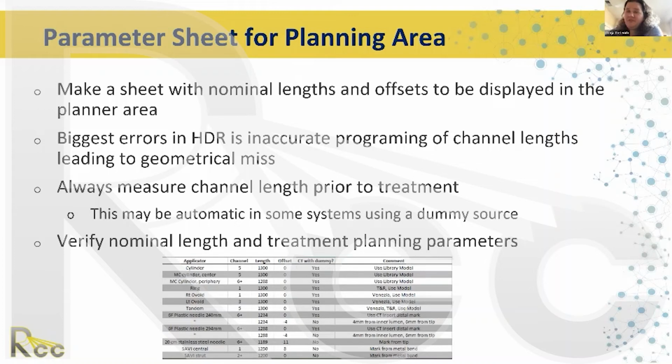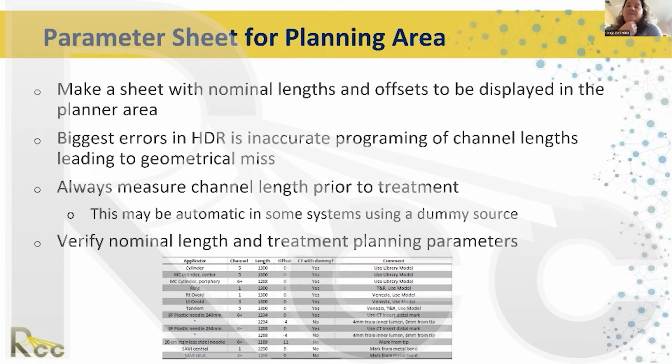We have it double and triple checked so that not just one person does this, because it's really important to get that right. The biggest errors in HDR treatments these days is inaccurate programming of channel length, leading to geometrical miss. So in the United States, if you look at the reports on the NRC for any errors that had happened in HDR, by far the most is getting this wrong.